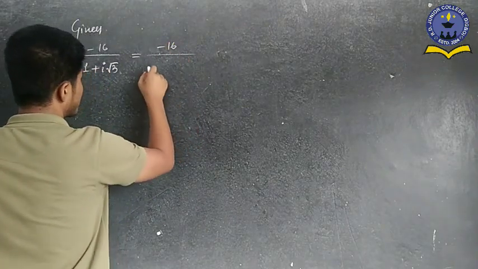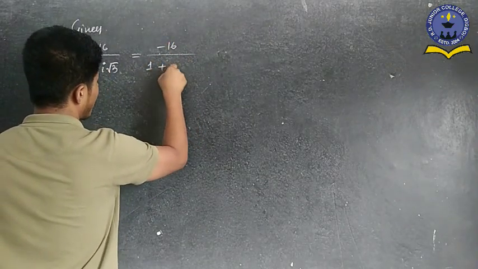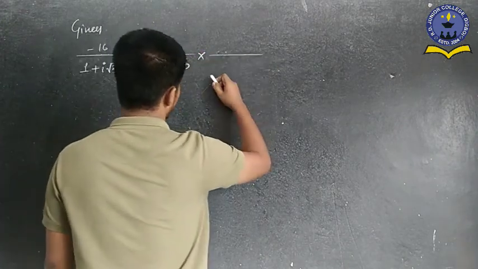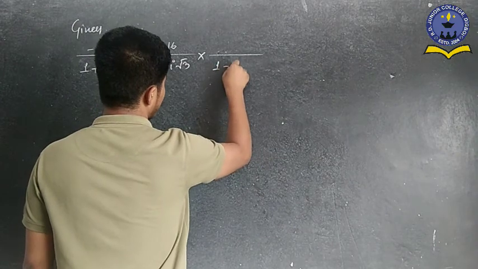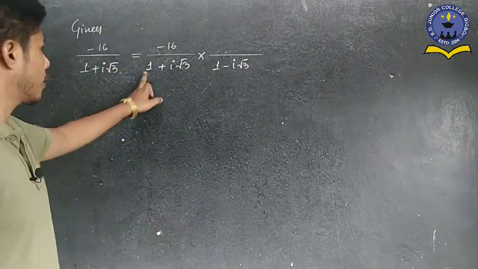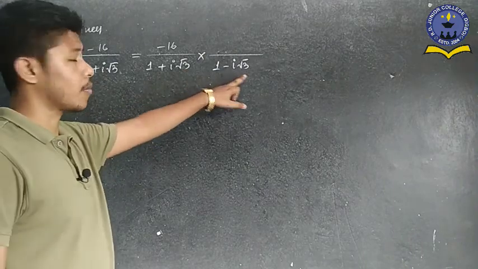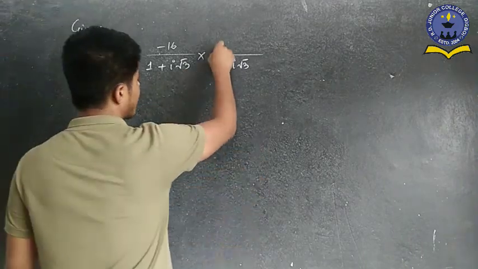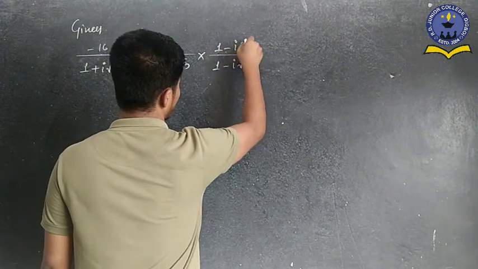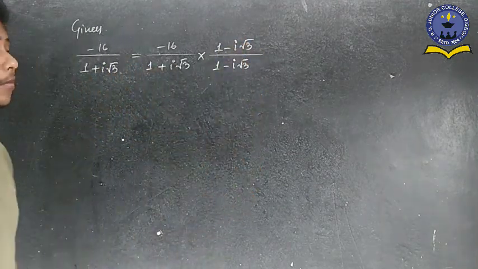So in the numerator, minus 16, we write 1 plus i root 3, and here we write 1 minus i root 3. The conjugate of 1 plus i root 3 is 1 minus i root 3. To balance this result, we have to multiply the numerator also by 1 minus i root 3. Is it clear?